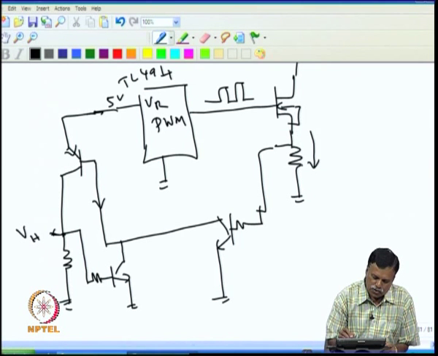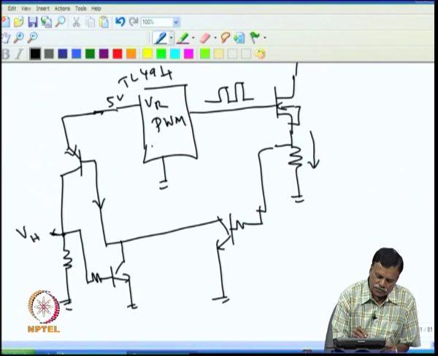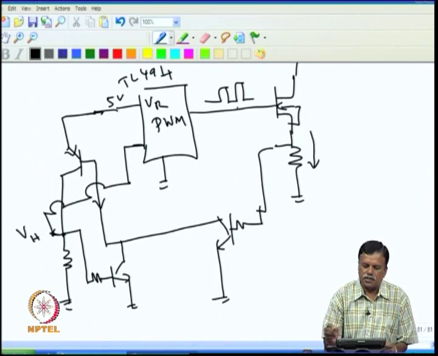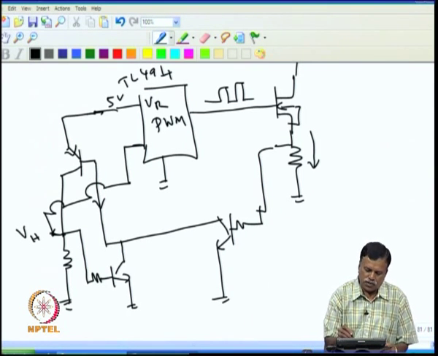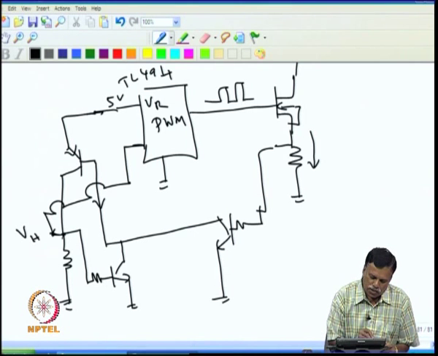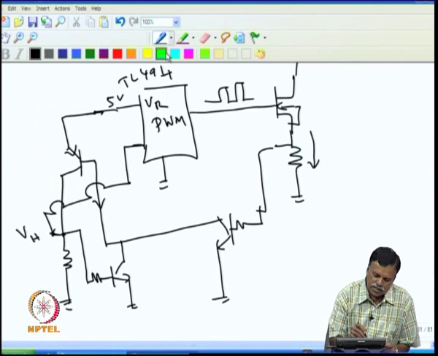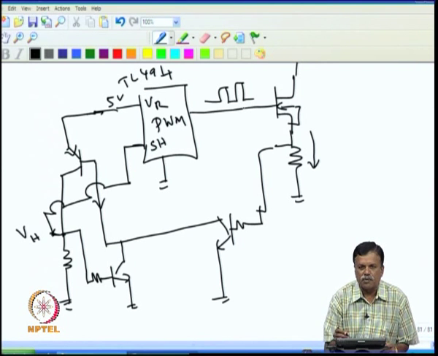Once the current goes high, this voltage will be high. If this voltage goes high, we can give, for example, the shutdown terminal of this. So we have a shutdown terminal of this, and this can be given to this. So as soon as current goes high, this will go high, and then the shutdown terminal of this will be pulled high, and then pulses will be terminated.